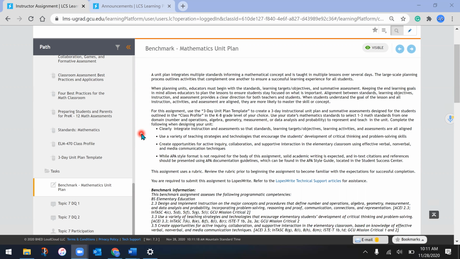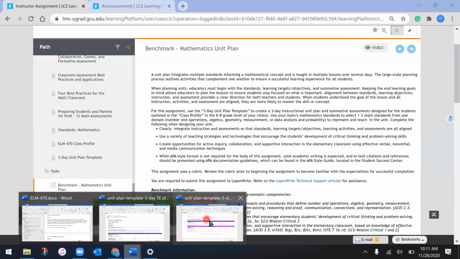Now you're going to clearly integrate all of those different things, the teaching strategies. You want to make sure you're encouraging the critical thinking and the problem solving. You have opportunities for inquiry, collaboration, and interaction, supportive interaction. And in this assignment, we do not need to use APA. So let's go ahead and take a look at the templates that we can use. I will attach them to this week's announcement, so you can see them.